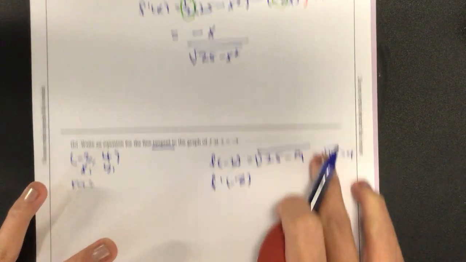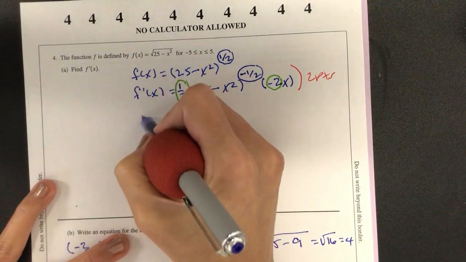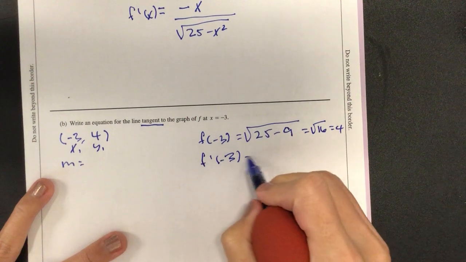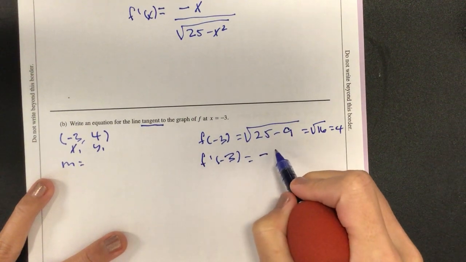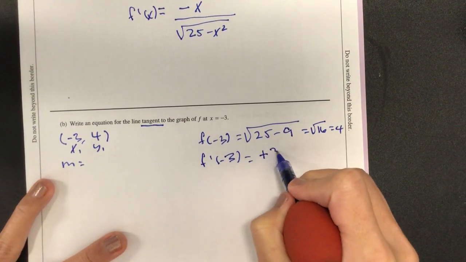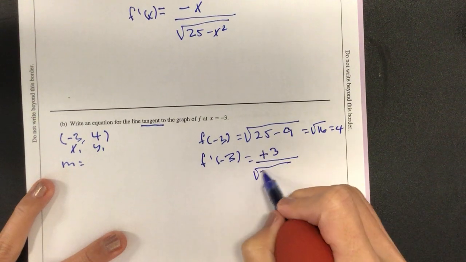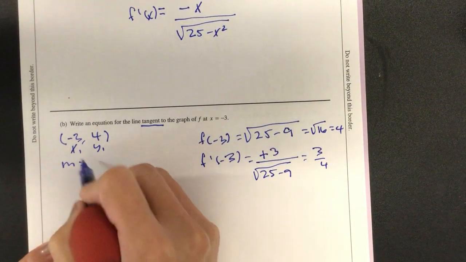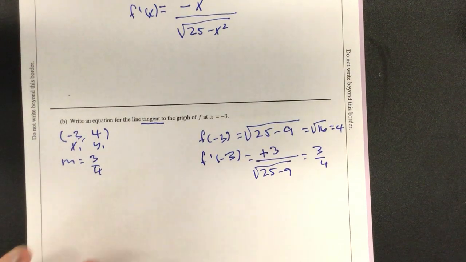Okay, now let's find the prime. For the prime, I am going to use this right here. Because when I took the derivative and I simplified it, I got negative x over the square root. Of the negative 3, it's going to give me positive 3 over the square root of 25 minus 9. And that alone is going to give me 3 over 4. So let's write 3 over 4.